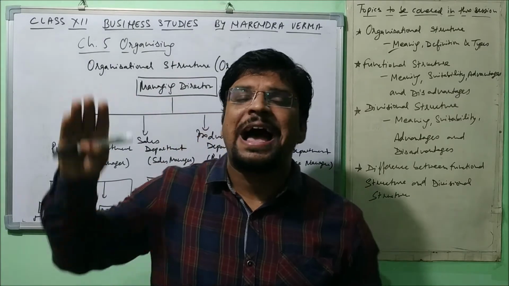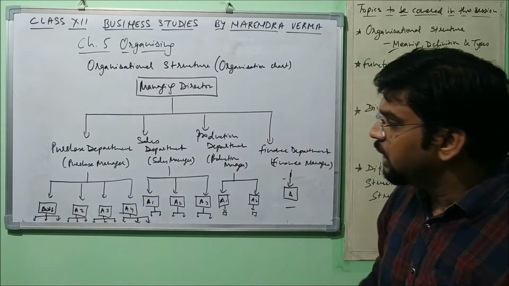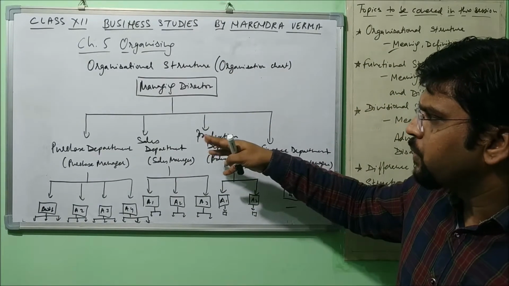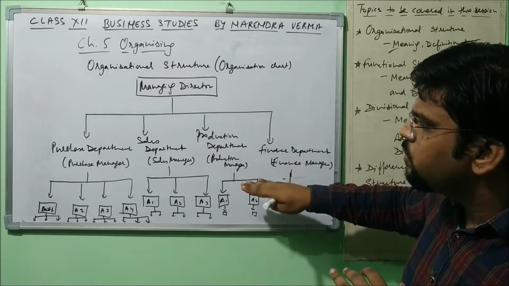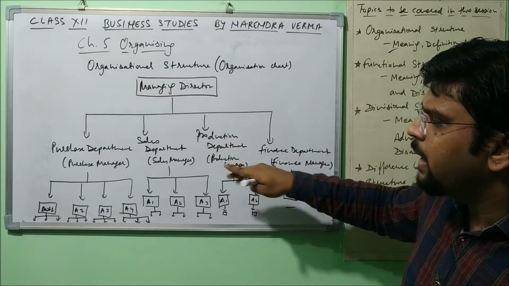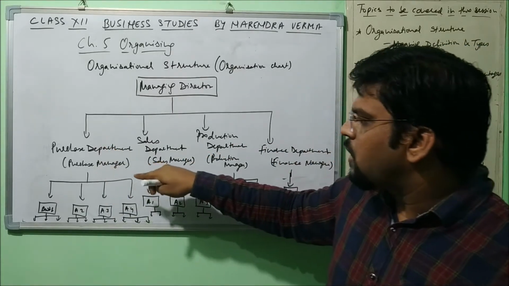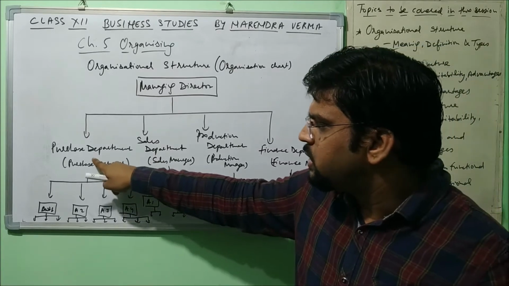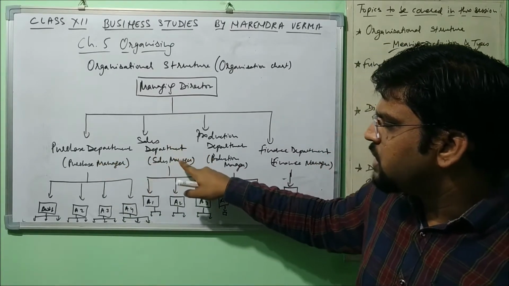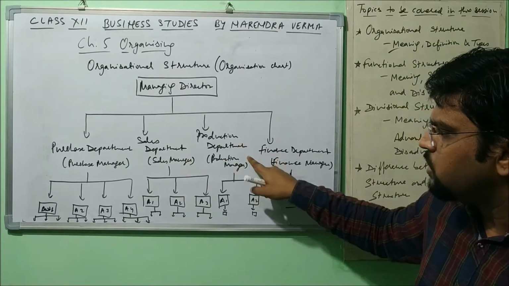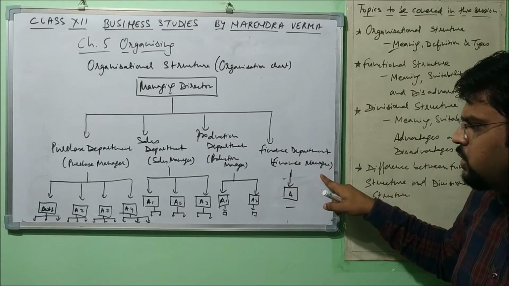Okay, one chart I have prepared just to make you understand. Let's have a look here. See, this is a structure. Okay, means there is one managing director and he will be subordinated by 4 assistants. Okay, and under him there are 4 departments. Purchase department is handled by purchase manager, sales department is handled by sales manager, production department is handled by production manager, and finance department is handled by finance manager.